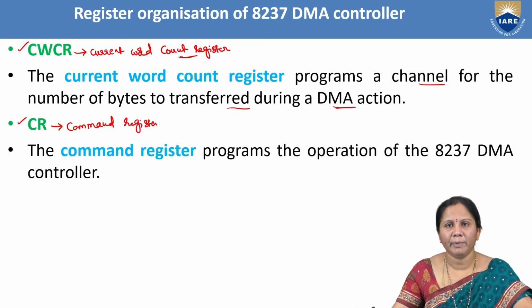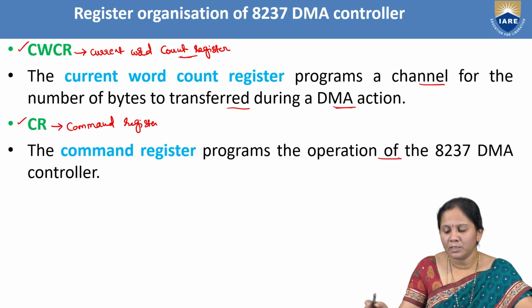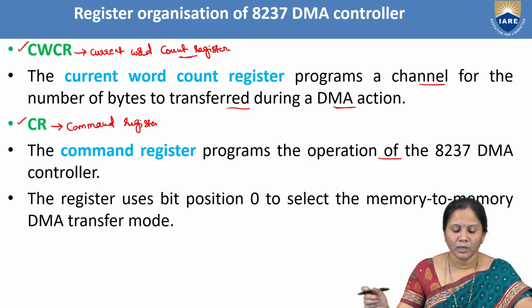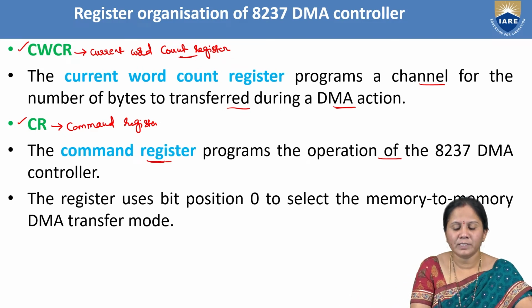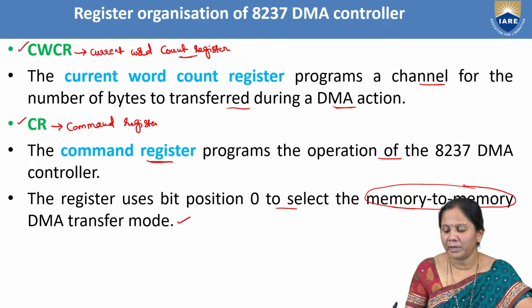So this is the command register. This command register programs the operation of the 8237 DMA controller. In this, we will see the format of this command register. The register uses bit position 0 to select the memory to memory DMA transfer mode. So here, if you observe, this is memory to memory.